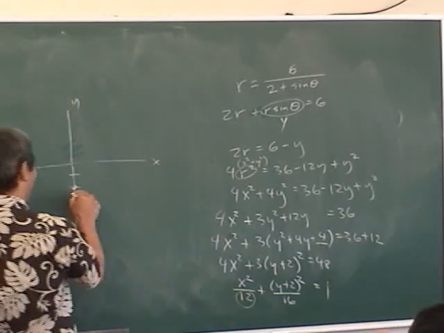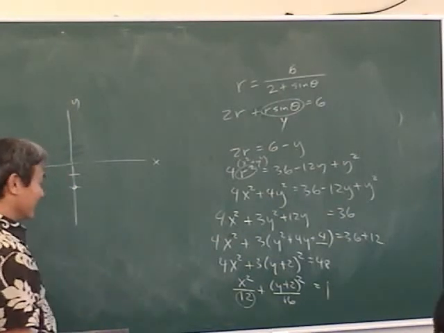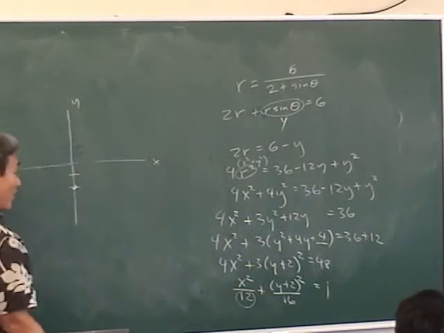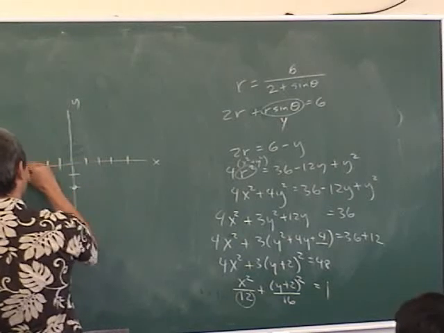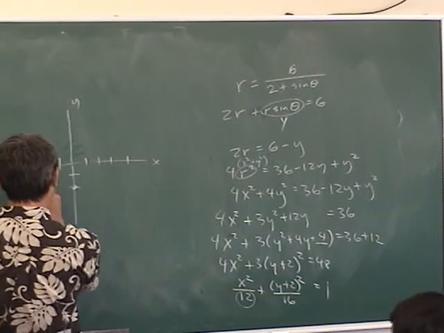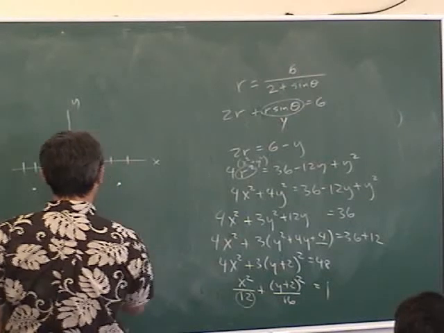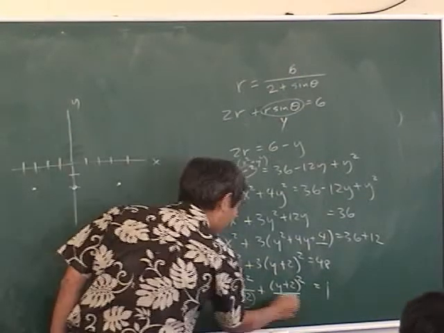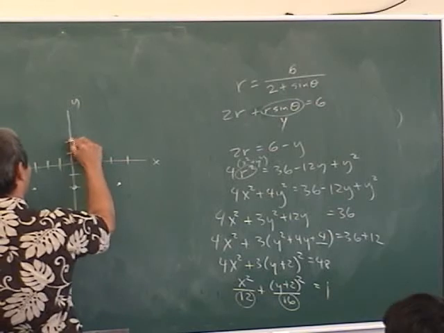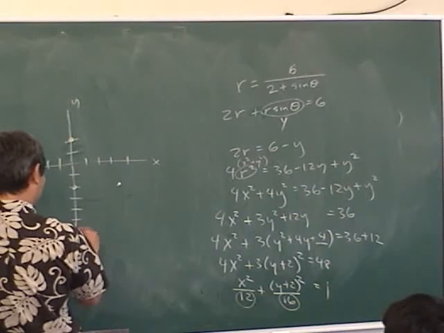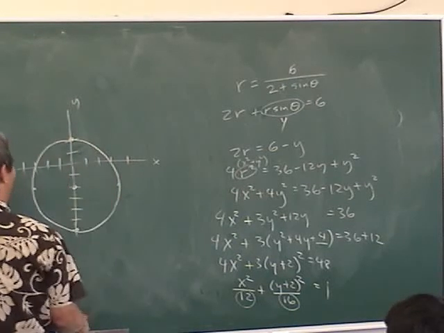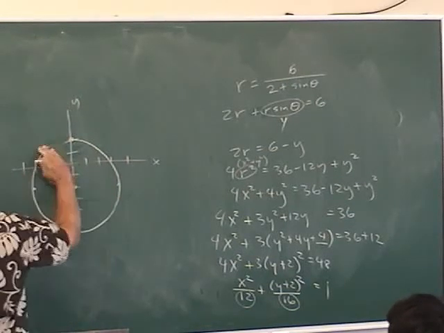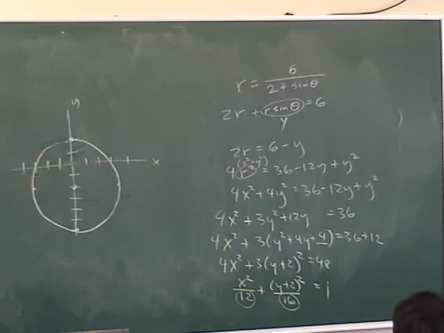So, how much do I go left and right? The square root of 12, which is 3 point something. So you go 3 point something left, 3 point something right. How much do I go up and down? Square root of that number, 4. So you go 4 up and 1, 2, 3, 4 down, and then ellipse. Yeah, that's kind of what I do. There. A little better? So that's what I expect you to do, graph.